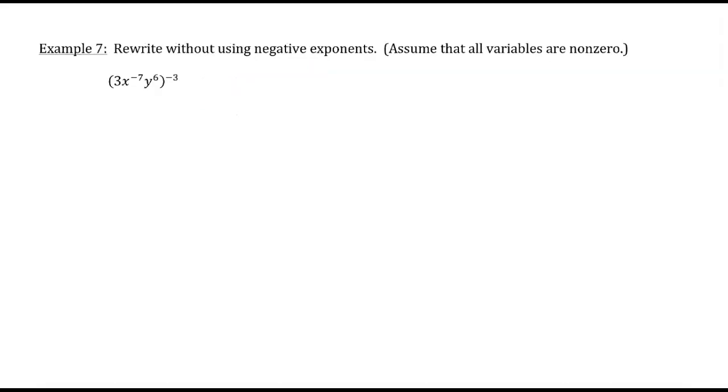Let's keep going. In example 7, now we have an exponent on the outside of these parentheses with a few different items inside. We will need to apply that negative 3 exponent to each item inside the parentheses. To the 3, the x to the negative 7, and the y to the 6th. So this becomes 3 raised to the exponent of negative 3 times x to the negative 7 raised to the exponent of negative 3 times y to the 6th raised to the exponent of negative 3.